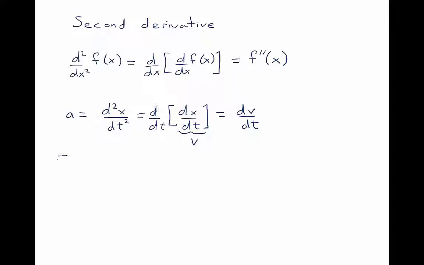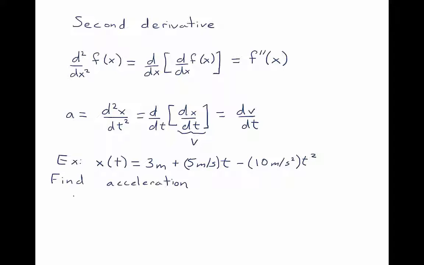So let's do an example with this in the physics context. If our position is given like this, and I'm going to write out all my units just this one time, 3 meters. So this function gives our position as a function of time, and we want to find the acceleration. So the first derivative is the velocity. That gives us 5 meters per second.